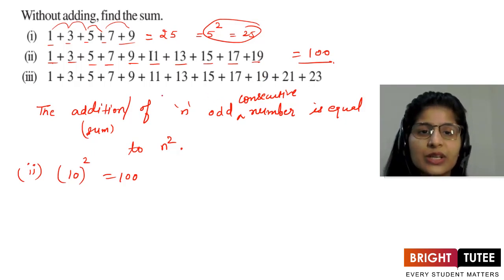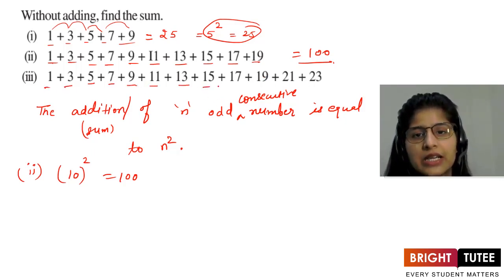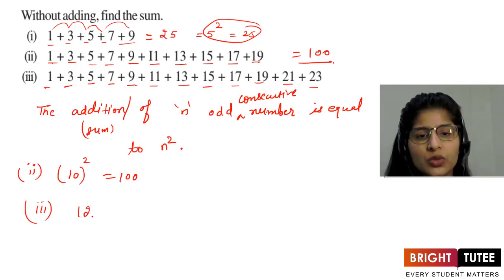Next one, I think you can do it easily now. 1 2 3 4 5 6 7 8 9 10 11 12. So we have 12 odd numbers. So its sum will be equal to 12 square, that is 144.